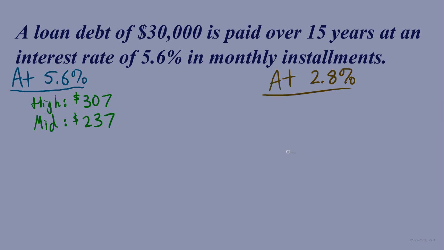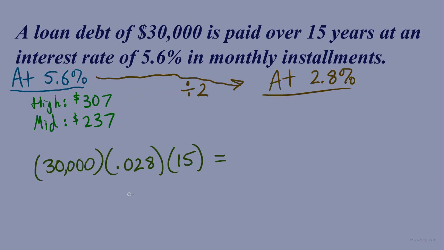Now we're going to investigate the results when we take the interest rate and cut it in half, down to 2.8%. We'll go through some similar calculations to compare a monthly payment when the interest rate is now cut in half. Our high estimate will take the full balance $30,000 times the interest rate times 15 years. We should see that this will give us half of what we found when we used a 5.6% interest rate, because all we've done is taken the interest rate and cut it in half. So that means our result will be the same as what we had before, cut in half.